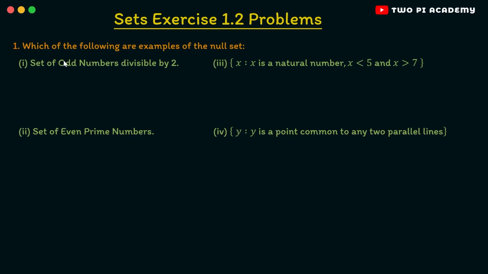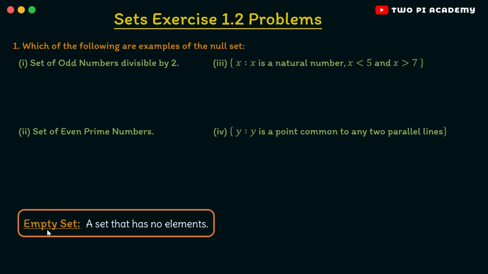So we'll start with the first problem. Which of the following are examples of null set? Here, a null set is also called an empty set and it is a set that has no elements. So if it has no elements in it, then it is an empty set or null set.